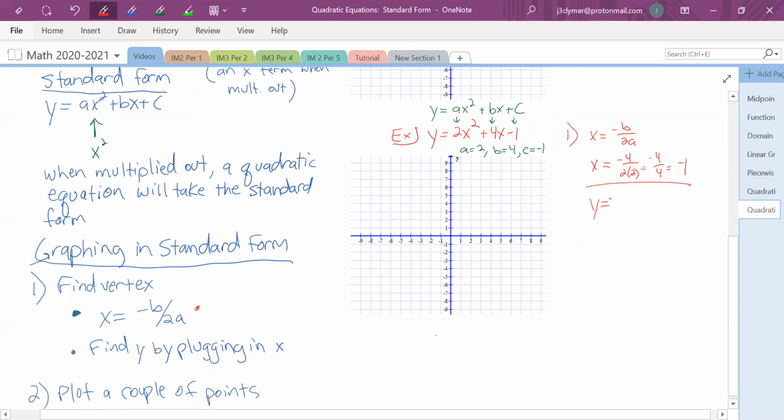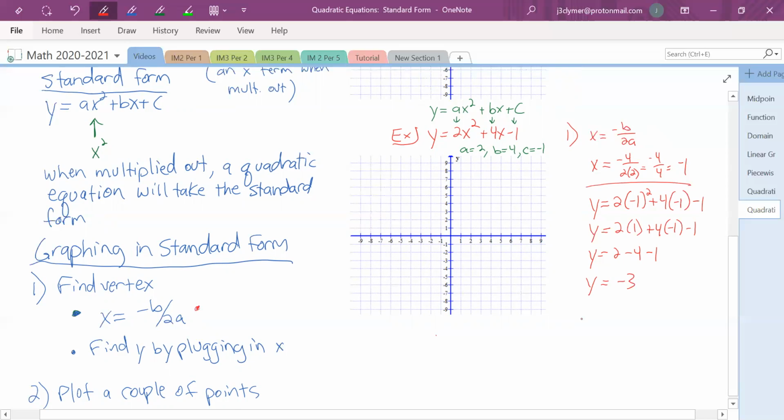So y is going to equal, now we plug in negative 1 for x, so 2 times negative 1 squared plus 4 times negative 1 minus 1. Everywhere you have an x, we're replacing it with negative 1. This is where the order of operations comes in handy, because if you don't know your order of operations, you're not going to be able to evaluate this correctly. We do exponents first, 2 times 1. After exponents, we do multiplication, going left to right. We get 2 minus 4 minus 1. Finally, we do addition and subtraction, going left to right. 2 minus 4 is negative 2. Negative 2 minus 1 is negative 3.